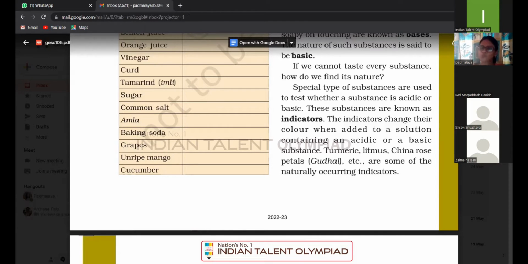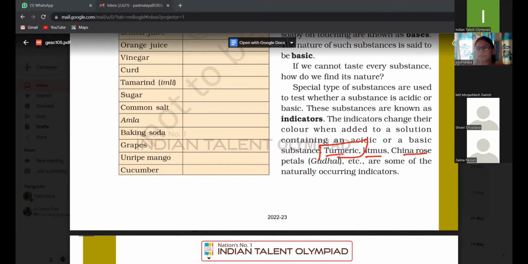And we have natural indicators also. The color change in the indicator indicates whether the substance is acidic or basic. We have turmeric, litmus paper, China rose. All these are natural indicators. I don't know whether you have done this experiment or not. Just take a little turmeric and add it to water. To that paste, apply your soap.